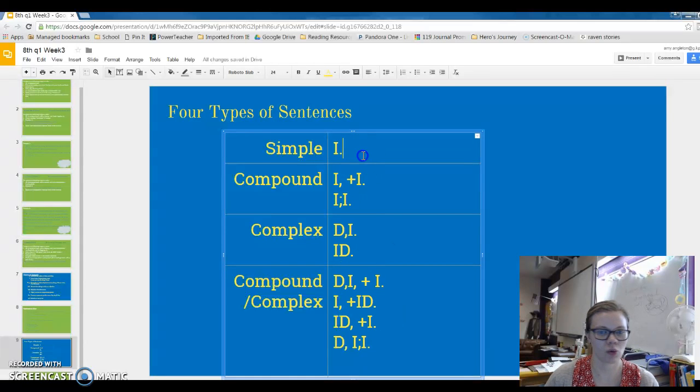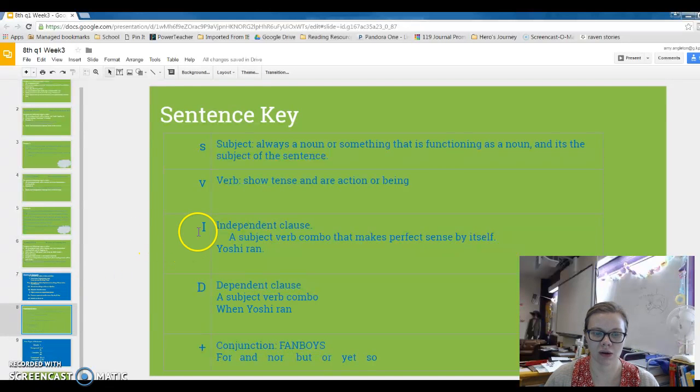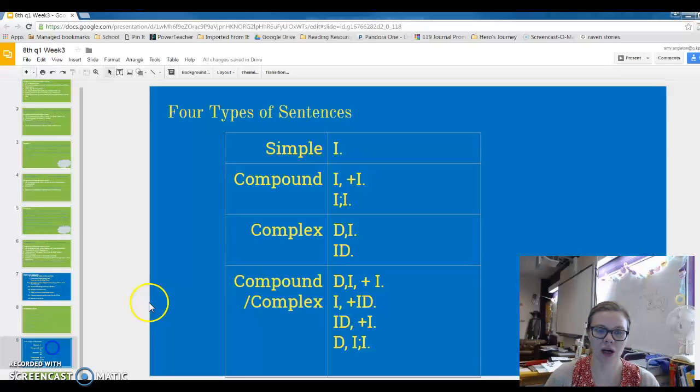So, there's only one way to do a simple sentence. It is one I. If you look back at the notes you just took, an I represents an independent clause. So if a simple sentence is one I, that means you have one pair of subject-verb. Only one pair. If you have 2 subjects but 1 verb, you still have 1 pair. So one independent clause, one subject-verb combo that stands by itself is called a simple sentence.